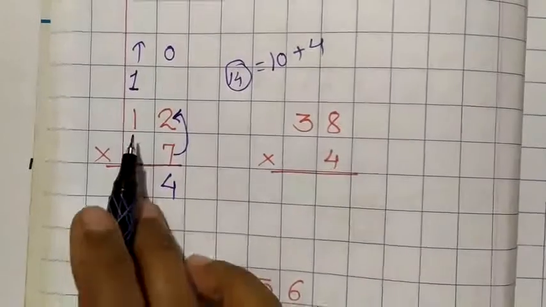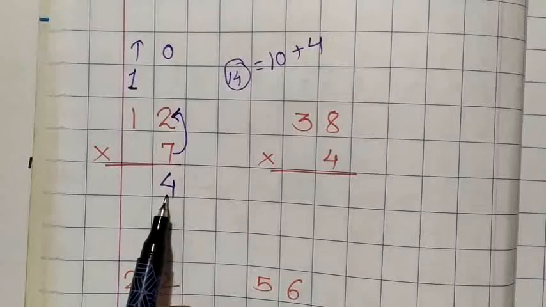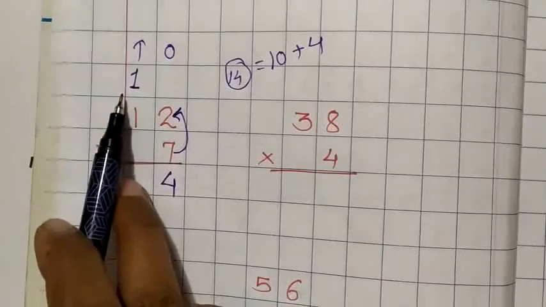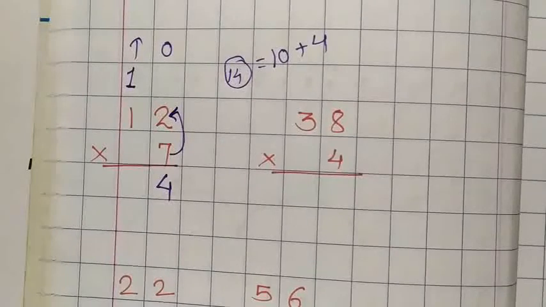Okay, 12 multiply 7, 7 twos are 14. That is why we wrote 4 here and we carried 1 in the tens column. Now which is the next step, students?